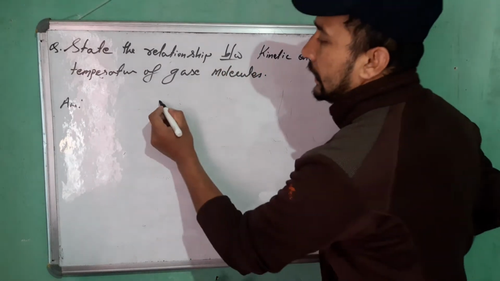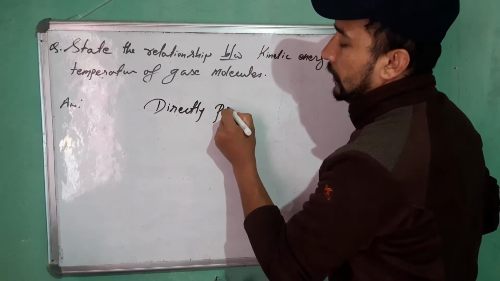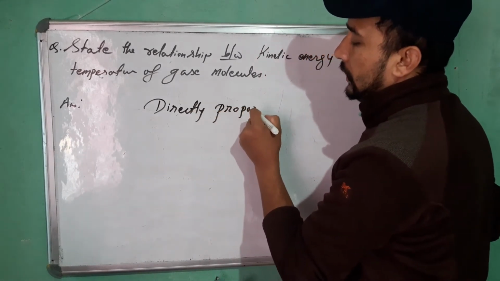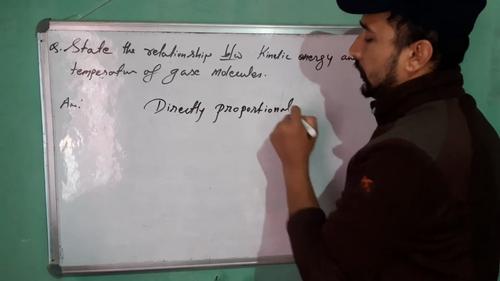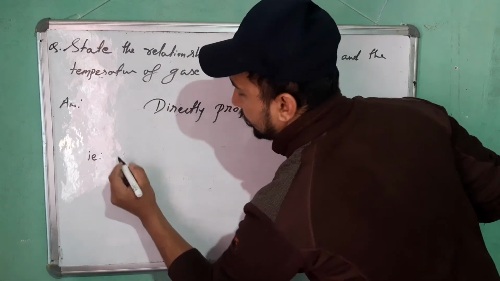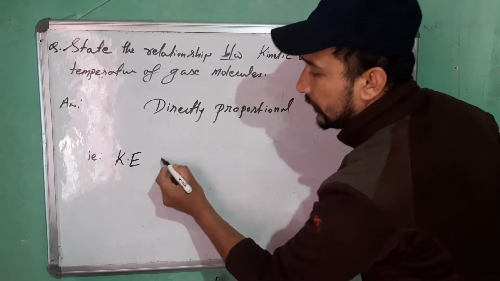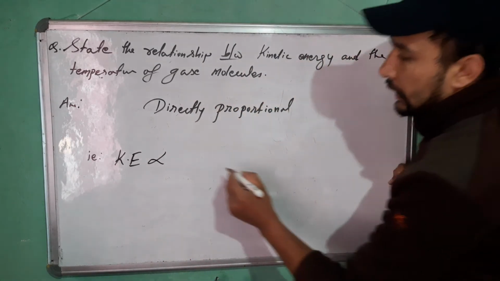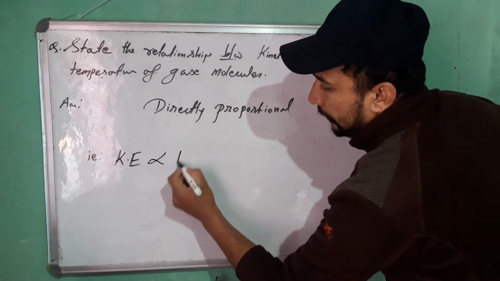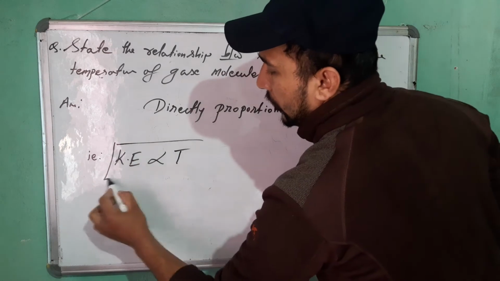Okay, directly proportional. Mathematically, you write it: KE stands for kinetic energy. Okay, this is the symbol of proportion, proportional to temperature, T. KE is directly proportional to the temperature.